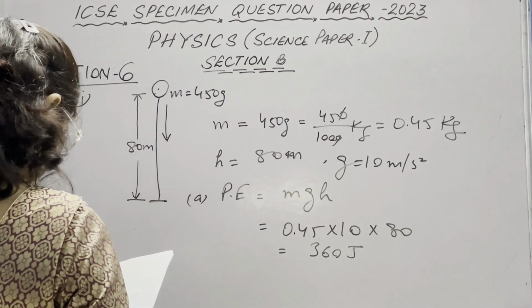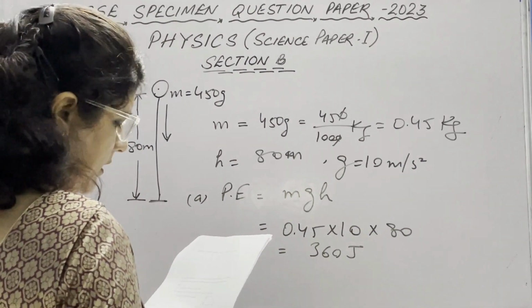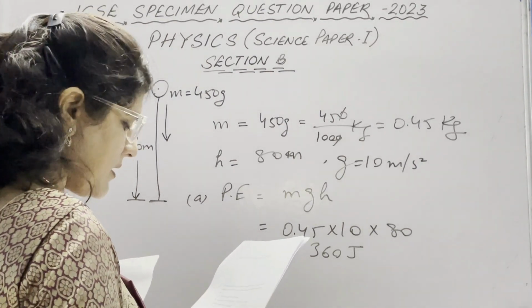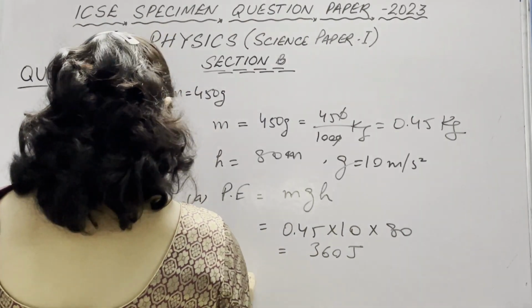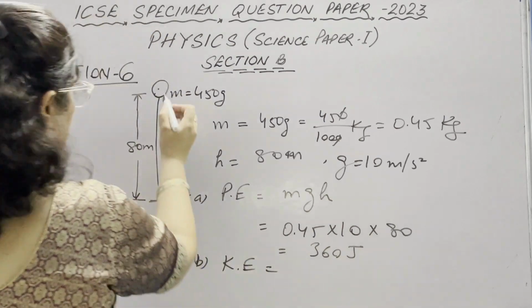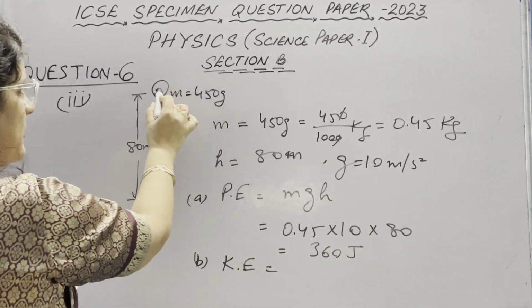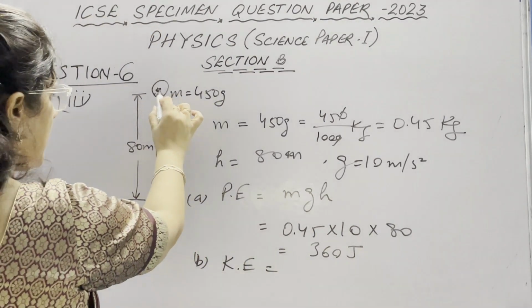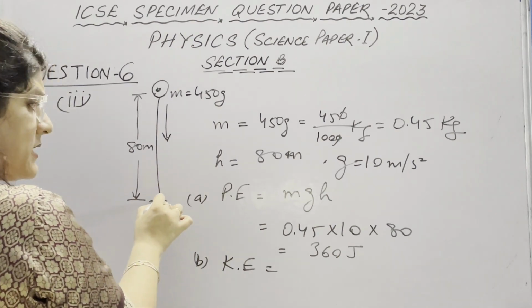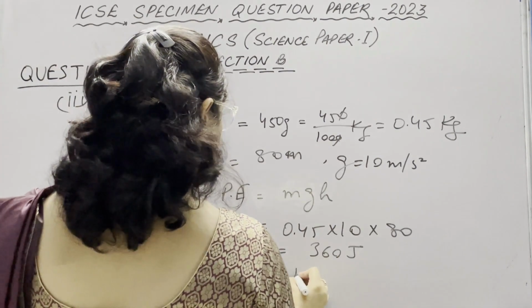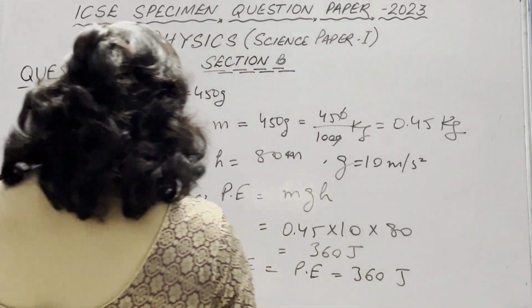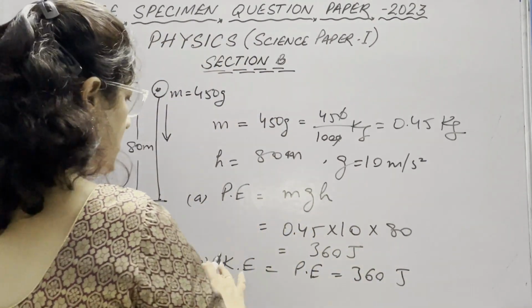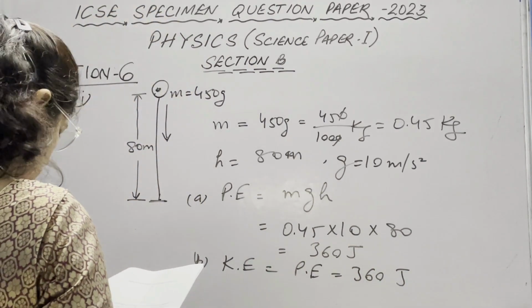In part B, they have asked, without calculation, state the kinetic energy with which it strikes the ground. So, kinetic energy. We know that the potential energy possessed by the body at the top of the tree is equal to the kinetic energy when it is at the ground. So kinetic energy is equal to potential energy. They have specially mentioned that without calculating. So we just need to mention that kinetic energy should be equal to potential energy.